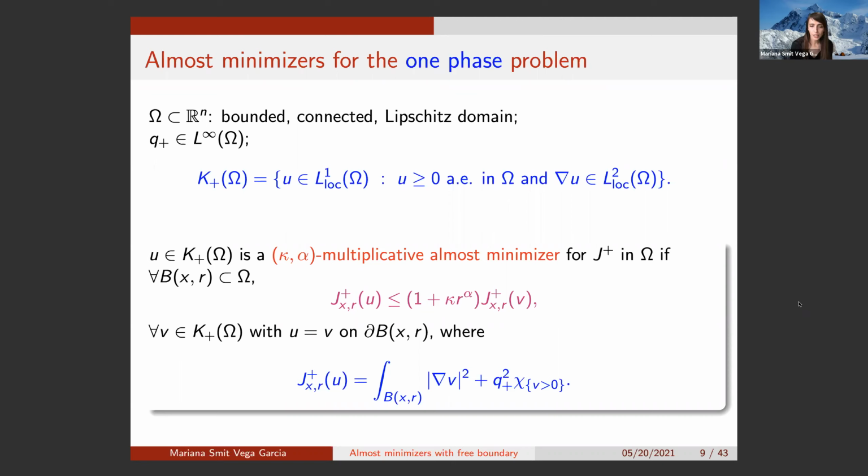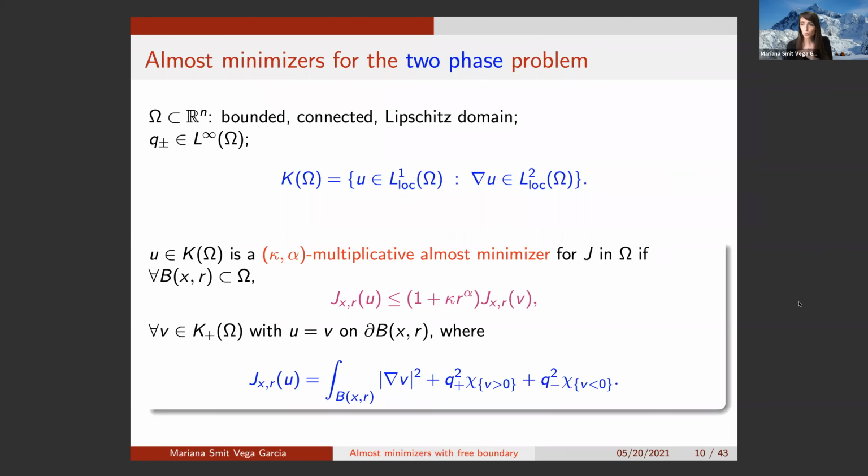So here, just to remind you, the energy for the one phase problem is the gradient squared plus this Q plus term where the function is positive. So we need to be able to compare the energy of our candidate with the energy of any other function that is defined on a ball inside of the domain and coincides with u on the boundary of that ball. So here we have a multiplicative almost minimizer.